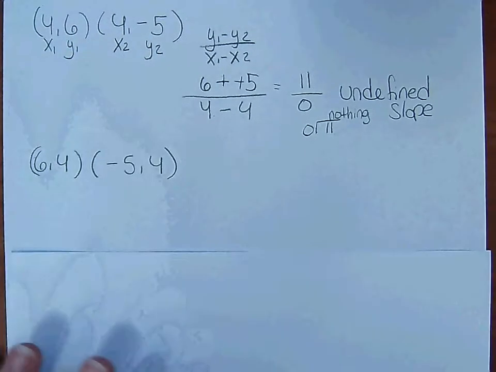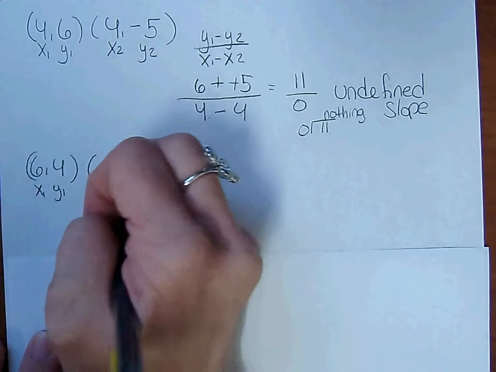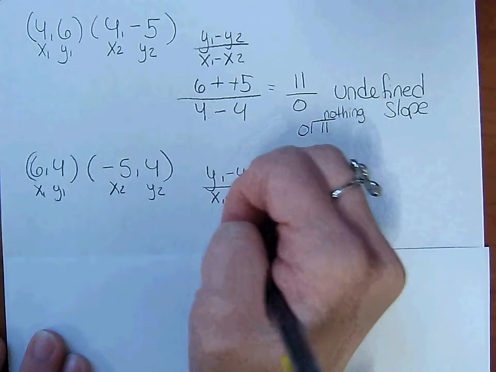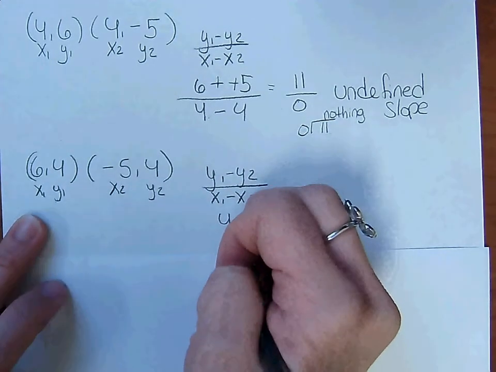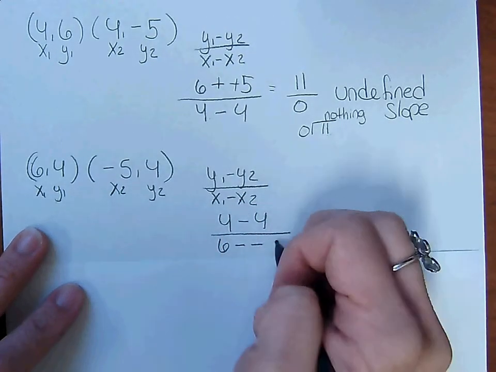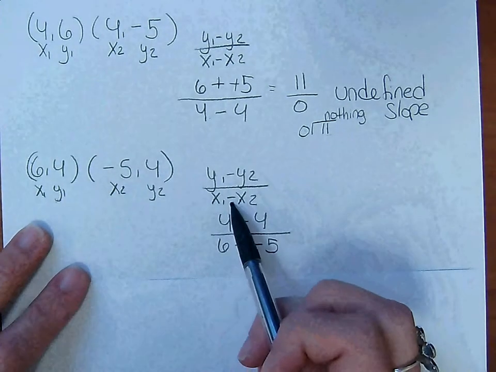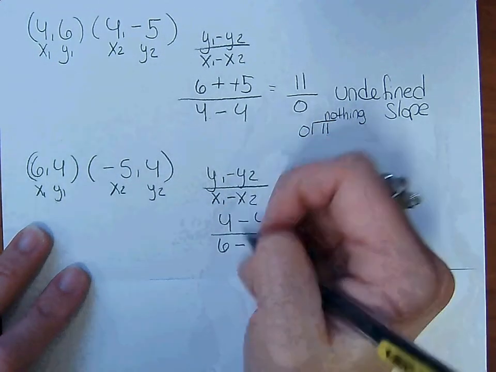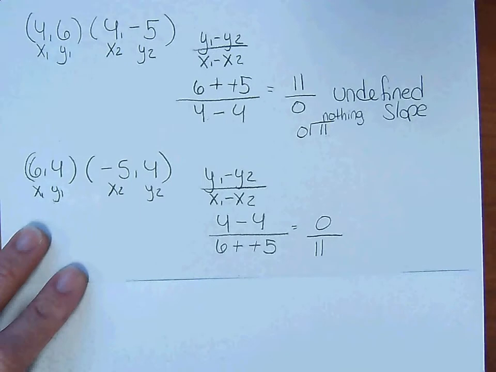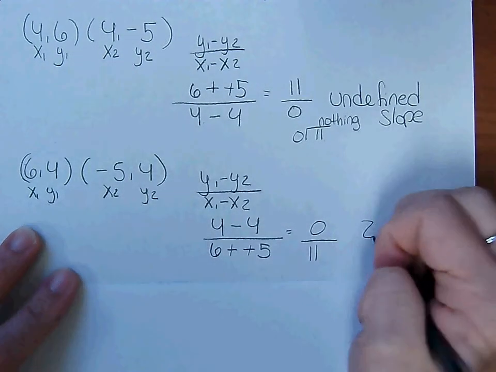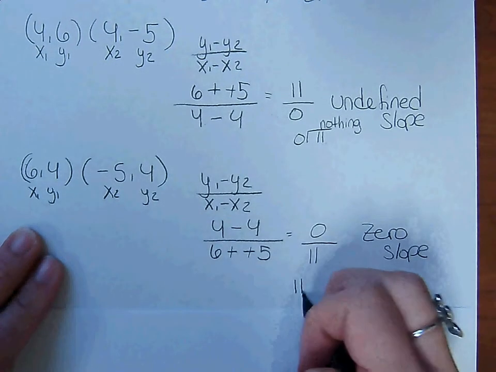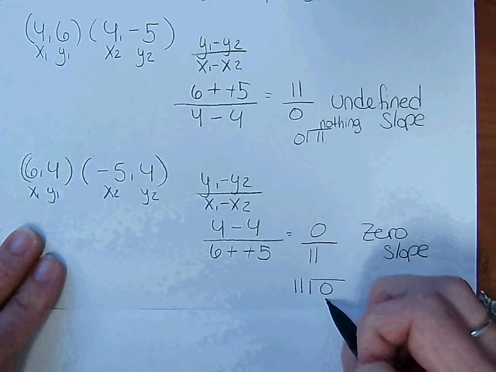All right, last one. x1, y1, x2, y2. Plug into the formula, y1 minus y2 over x1 minus x2. So 4 minus 4 over 6 minus negative 5. Again, that double negative because there's a negative in the formula and a negative with the ordered pair. So here we're going to end up with 0 over 11. When 0 is in the numerator, that means the slope is 0. 0 slope. Because this means what times 11 would give you 0, and that's 0.